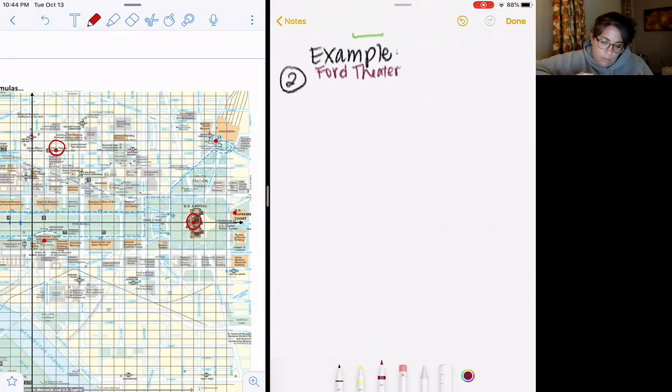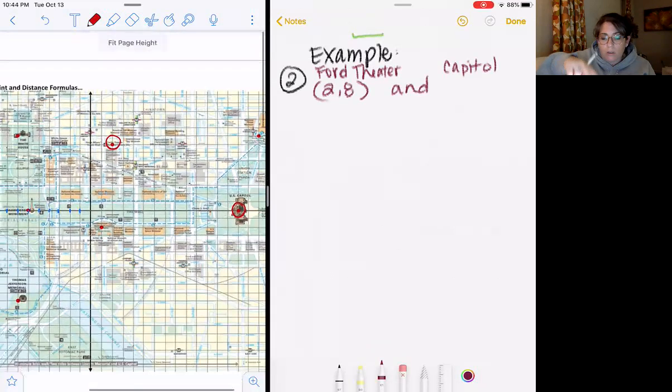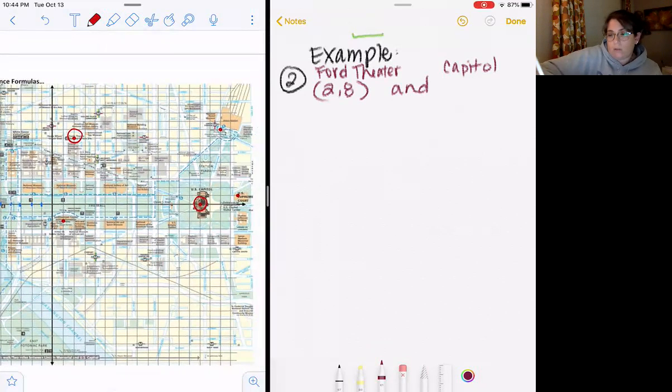So over 2, up 1, 2, 3, 4, 5, 6, 7, 8. So (2, 8) is the Ford Theater. And we're going to the Capitol building. The Capitol building is really cool. The U.S. Capitol is where the Senate is and Congress and all of them. A lot of stuff happens there. There's also an underground tunnel, I'm sure, that goes from the White House to the Capitol building. There are all sorts of crazy underground tunnels in Washington, D.C. because none of those people are ever above ground.